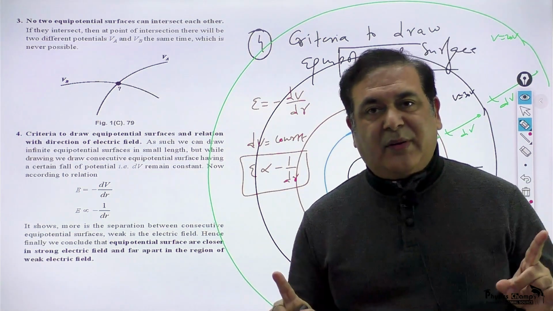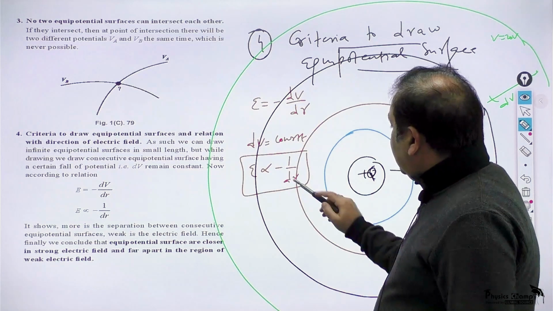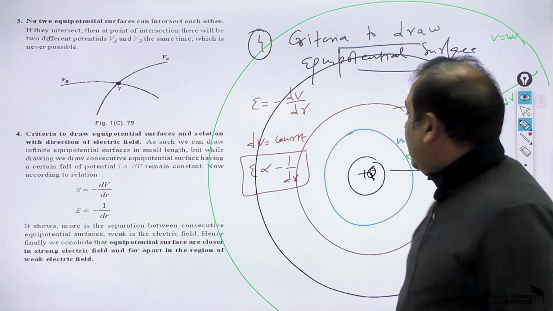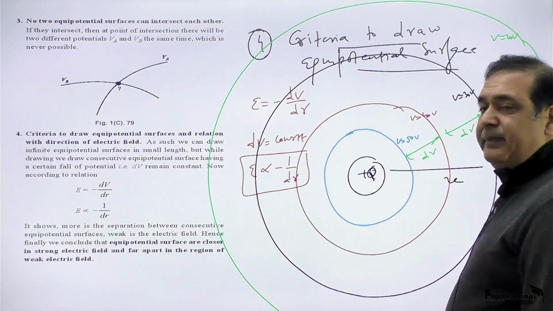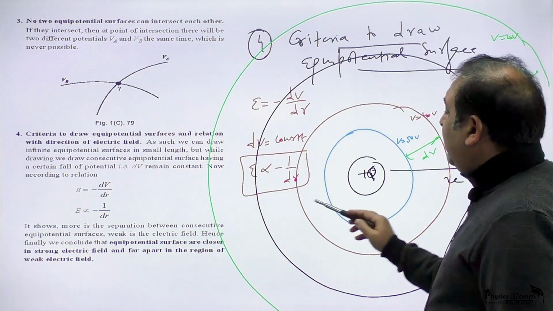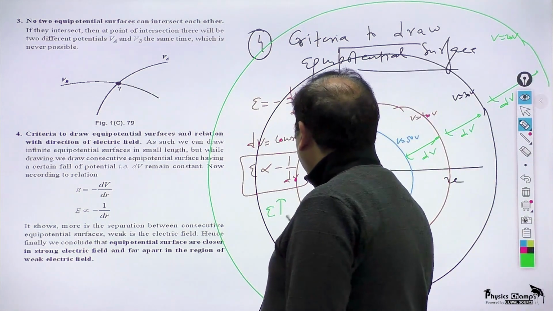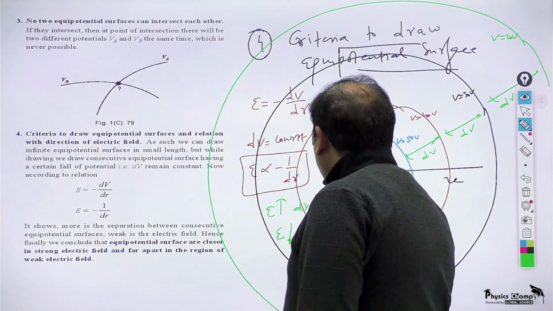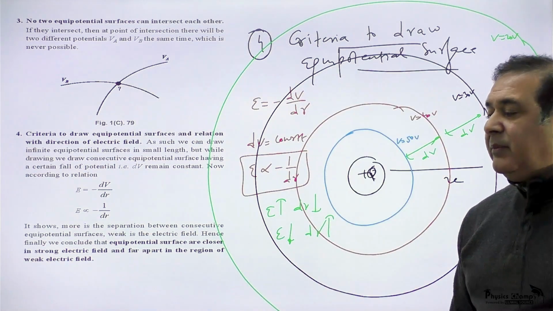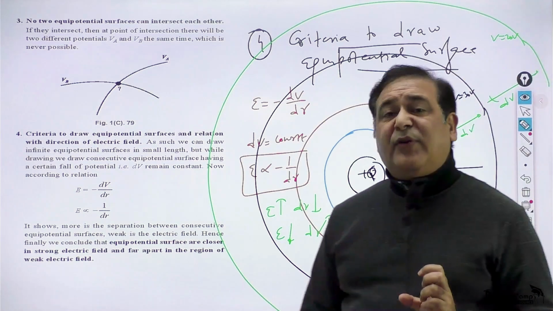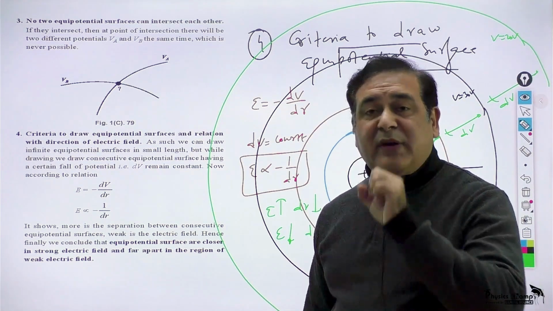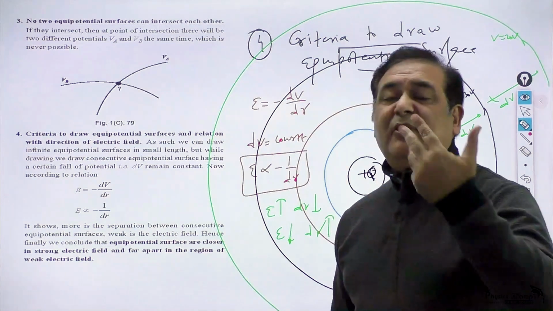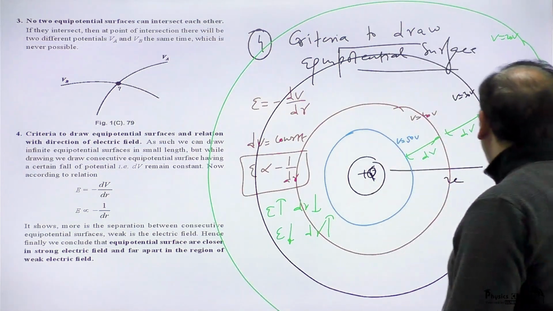That is one point. Then another information which we are getting is electric field is inversely proportional to dr. Now dr is what? This gap. So where the electric field is stronger, the dr will be less, and where the electric field is weaker, the dr will be high. It means equipotential surfaces will be closer where you have a strong electric field, and equipotential surfaces will be farther where you have a weak electric field.